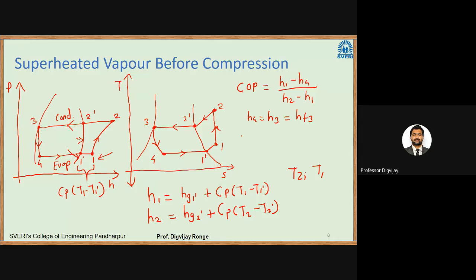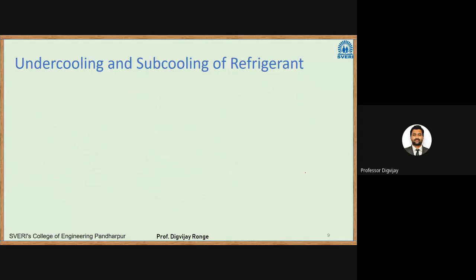Okay, so this is about this thing. And this is the last type, that is undercooling or subcooling of refrigerant. So by looking at the name, many of you might have got the idea how the diagram will be. In this case, the refrigerant at the end of the condenser is subcooled. Subcooled means it will lie on the left of the saturated liquid curve. Okay, so I will draw the diagram.